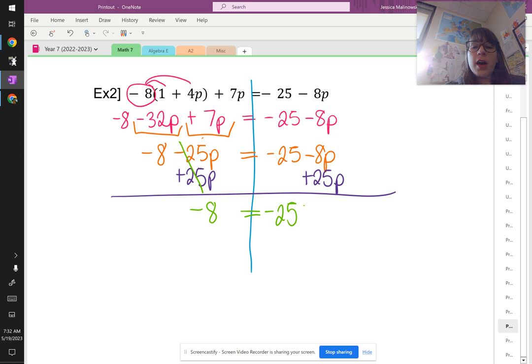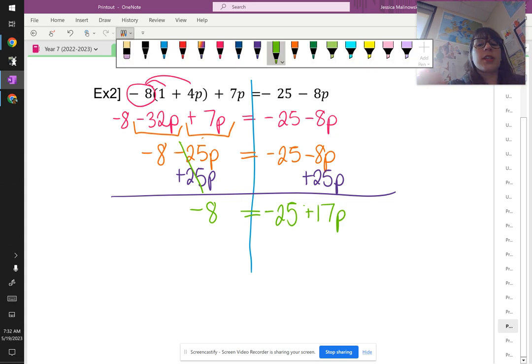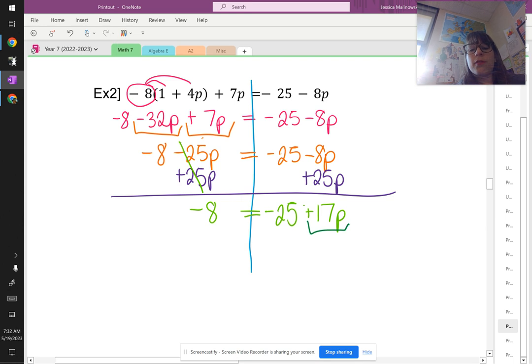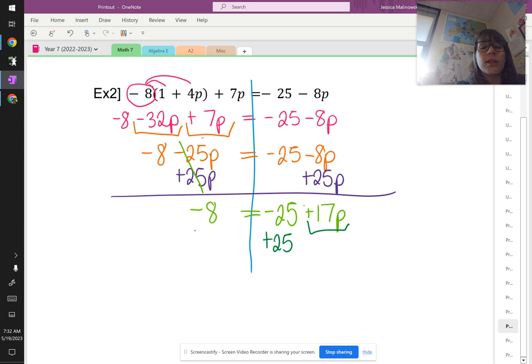Negative 25. And so now we have negative 8 plus 25 is going to give us a positive 17. This is the second time I'm making this video because I actually messed up the first time and made that a negative 17. Ugh. All right, so now we're trying to get the variable term to be by itself. That 17p is being prevented from being alone by the negative 25. So I'm going to add 25 to both sides.